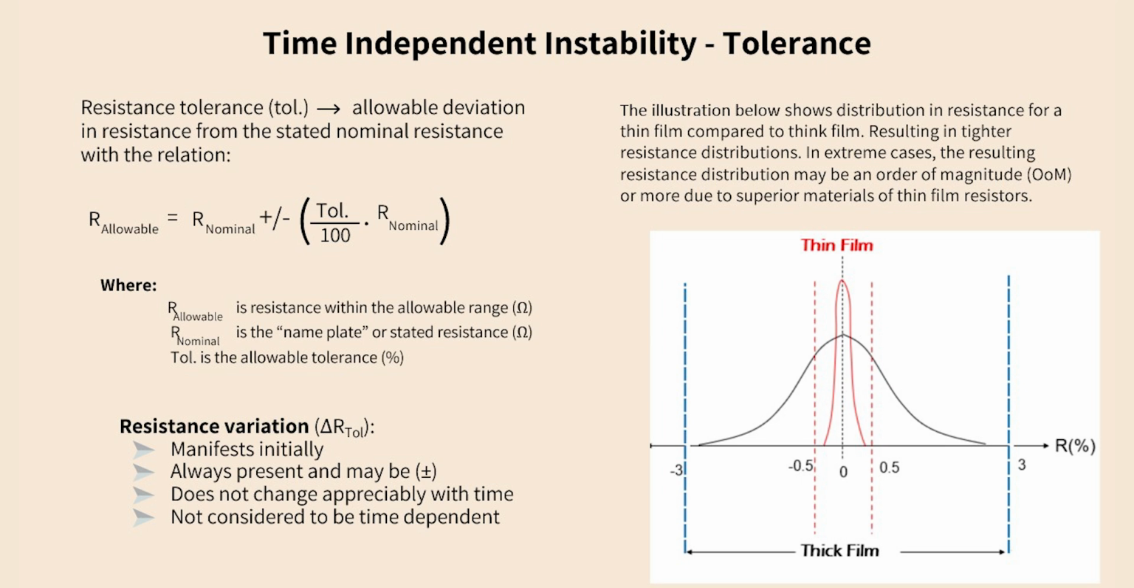The graph here highlights how thin film resistors achieve a much tighter resistance distribution compared to thick film resistors. This tighter tolerance is due to the superior material properties and precision manufacturing processes of thin films. In some cases, the variation in thin films may be an order of magnitude smaller than that of thick films, making them ideal for applications requiring high accuracy and stability. The tolerance value represents an inherent property of the resistor and underscores the advantage of thin film technology for precision circuits. Selecting components with tighter tolerances reduces variability, ensuring consistent performance in demanding applications.